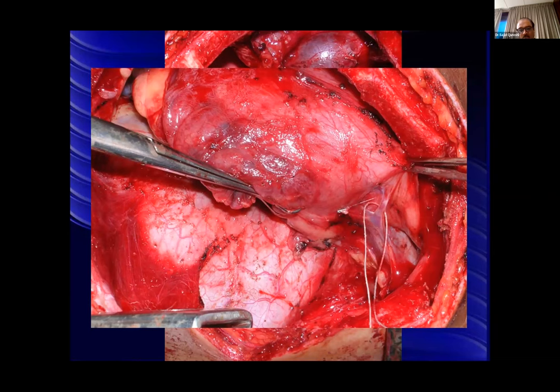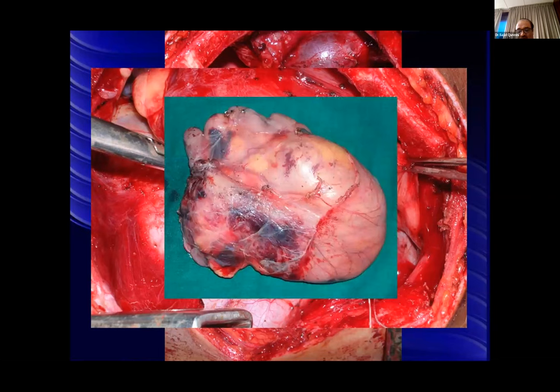Many times, it may not be possible to dissect the vessels. And again here, your CVTS surgeon could be of great help. They may help you identify the superior vena cava. They may help you put some catheters inside and put the patient on cardiopulmonary bypass, and you can have a safe resection. That's the tumor which we have removed.